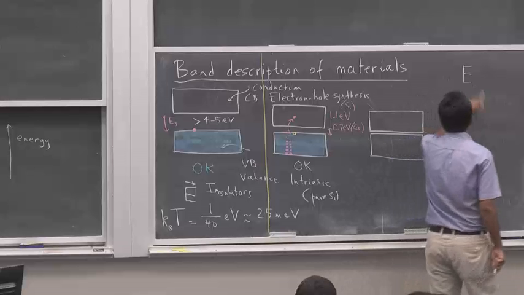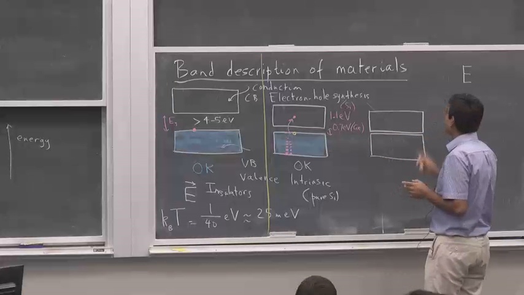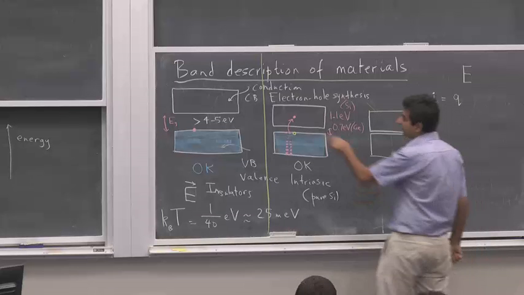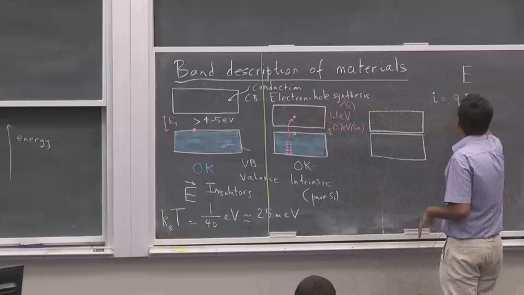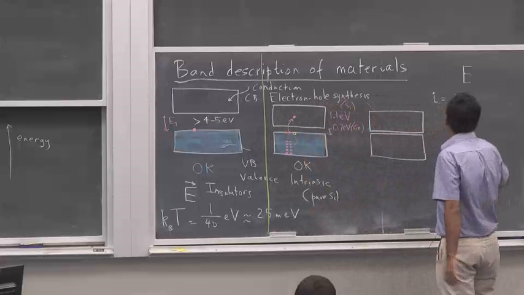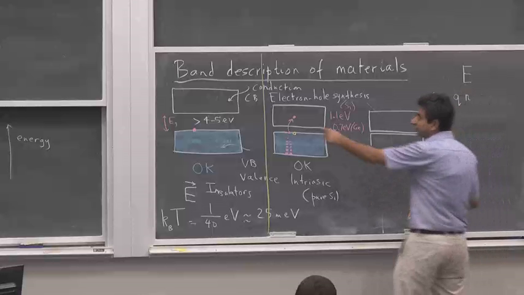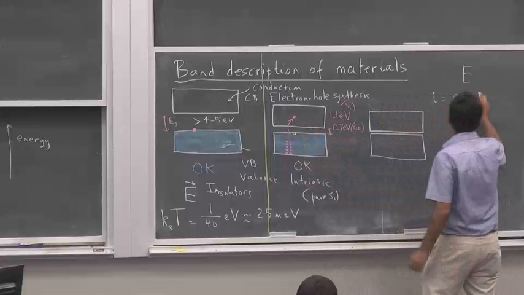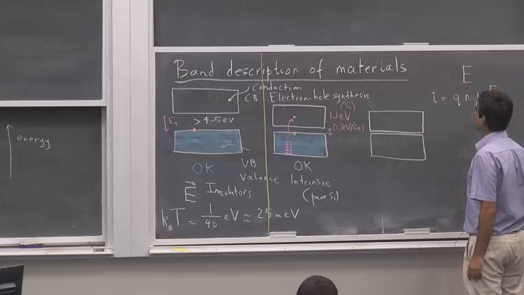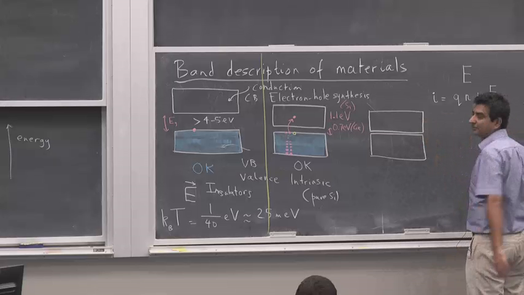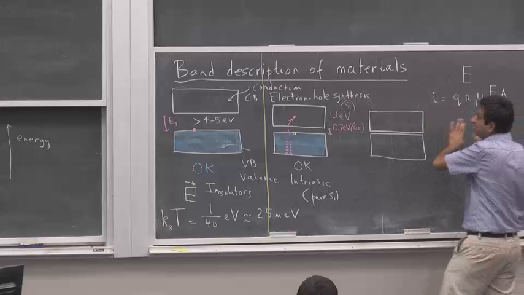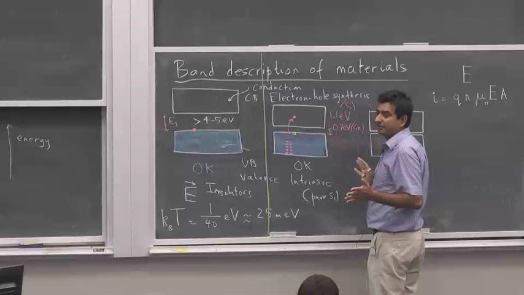So if you apply an electric field E, I would like to find out what's the current. I know that the current equals the charge on the charge carrier, here just the charge on the electron, times the number of electrons inside the conduction band, times the drift velocity of these electrons, which is just the mobility of these electrons times the electric field, times the area. This is just the current that flows inside this material due to the electrons.